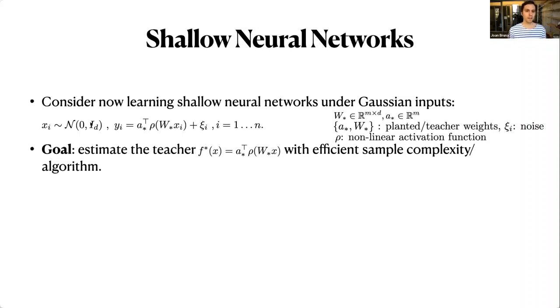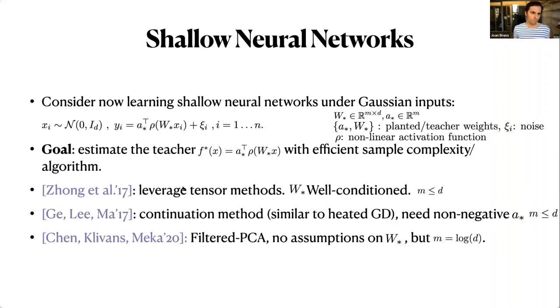So I have some inputs that are drawn from a Gaussian, and then some labels that have been produced by a teacher neural network. And my research on neural networks is basically shallow models. So this is a shallow neural net that has a certain number of hidden units. And the goal is really to estimate this function, with good sample complexity and with limited computational resources.